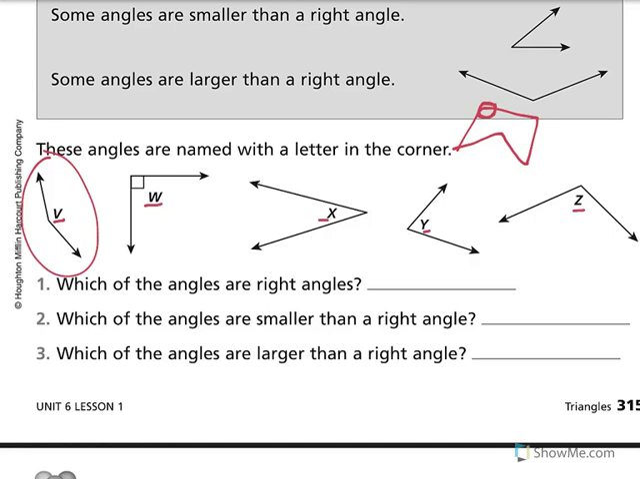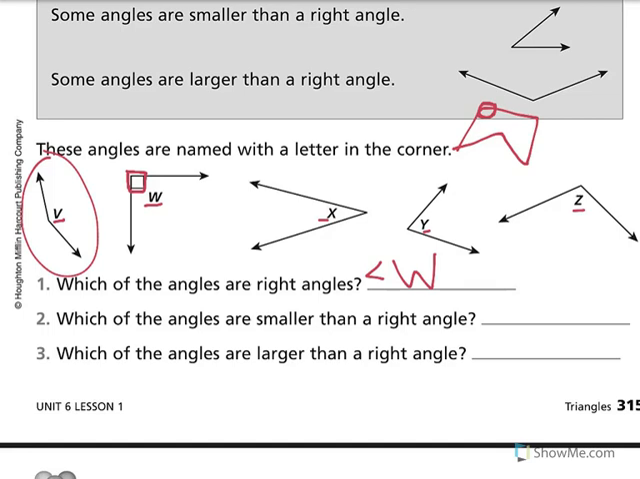Yeah, if you remember what we talked about, if you could line up a corner of a page and stick it in there perfectly and nothing would hang over, then that's a right angle right there. So that would be W. Its name is angle W. Angle W. Which of the angles are smaller than a right angle?